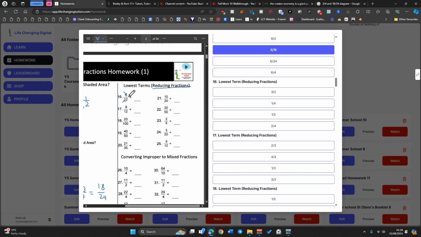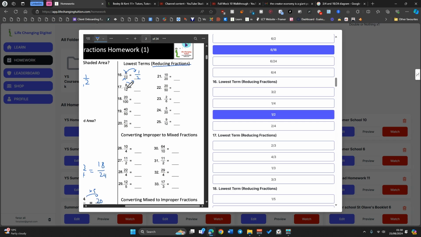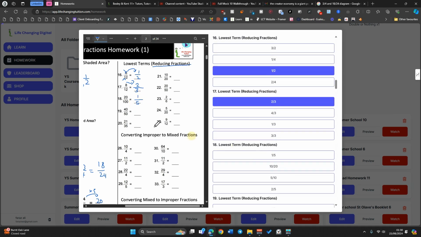Simplifying fractions, again, just look for a number that goes into both of them and then divide them both by that number. So 6 actually goes into both of these. 6 divided by 6 is 1, so that goes to the top. 6 divided by 12 is 2, so half is the answer to this one. There we go. Now what number goes into 8 and 12? Well, 4 goes into it, so 4 goes into 8 2 times. 4 goes into 12 3 times, so 2 over 3 is the answer here. Question 18. 20 over 100, what number goes into both of these? 20 goes into 20 once, and 20 goes into 100 5 times, so 1 over 5.